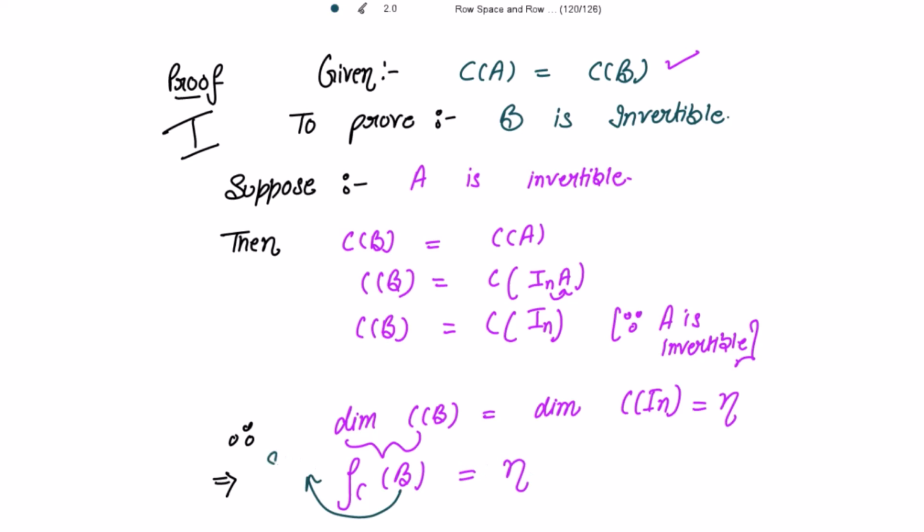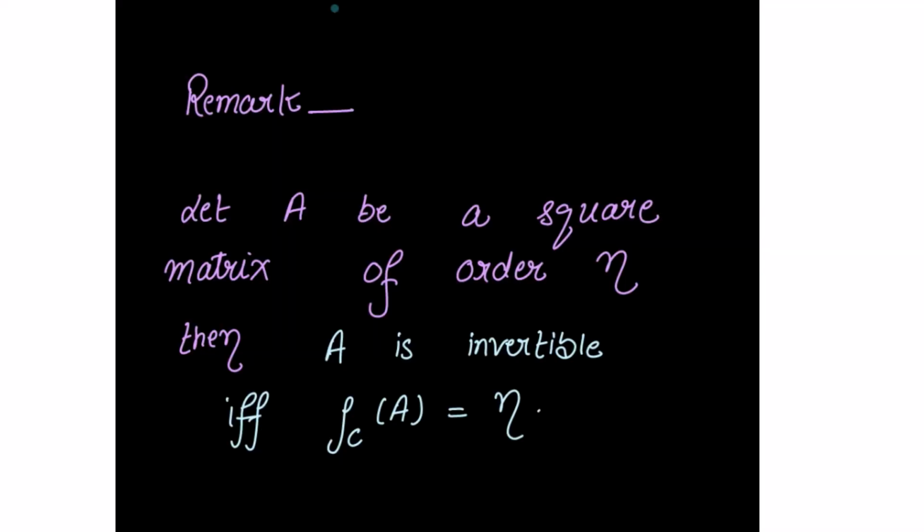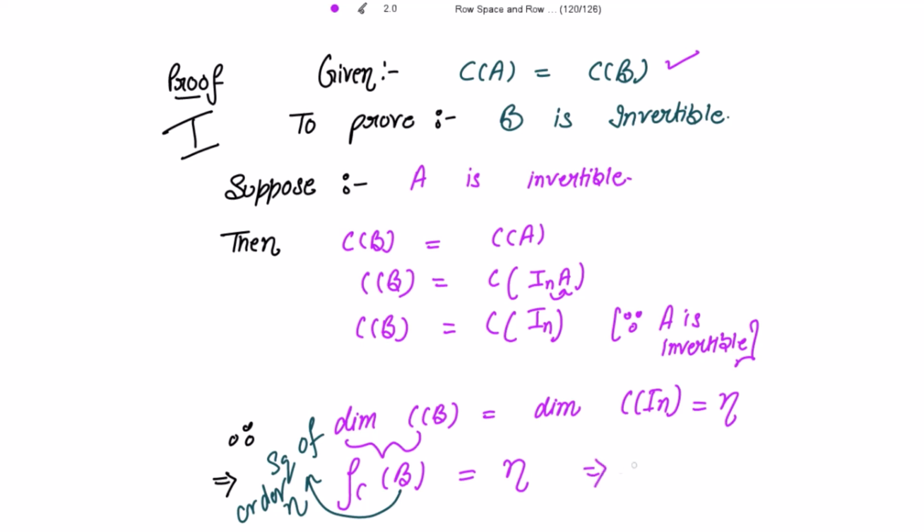And B is a square matrix of order n. So we have shown that the column rank of B is equal to its order, right? So therefore B is invertible by this result. So this implies B is invertible.